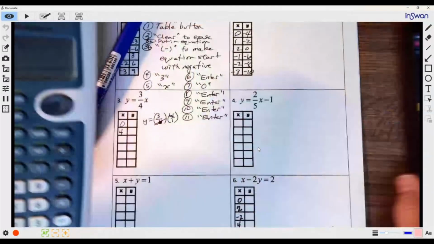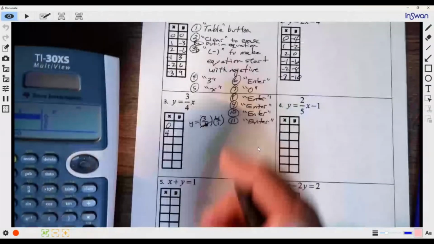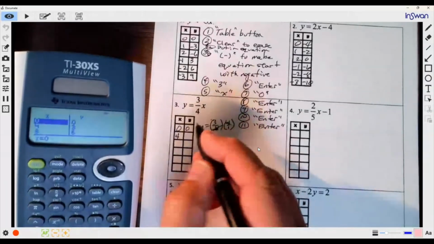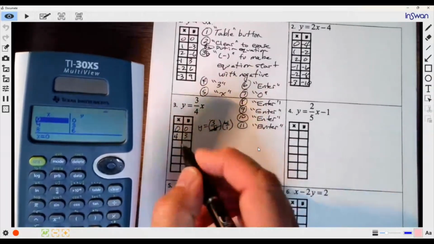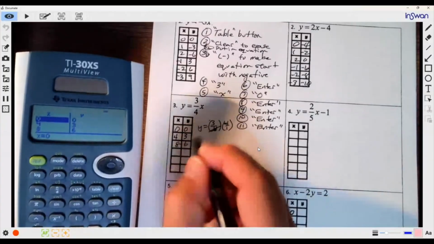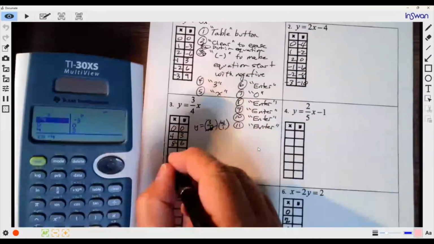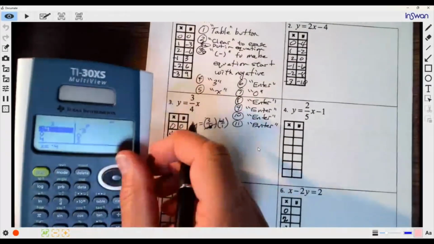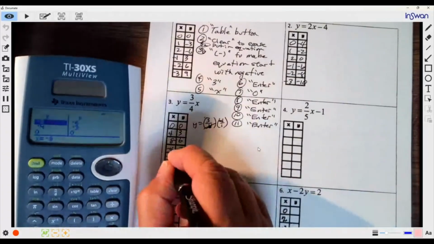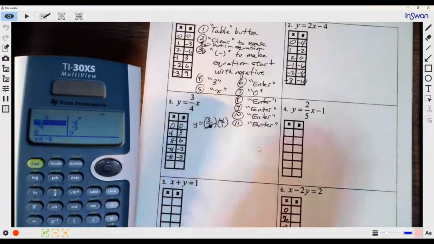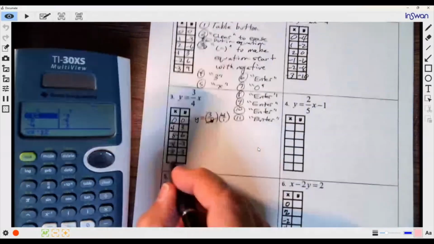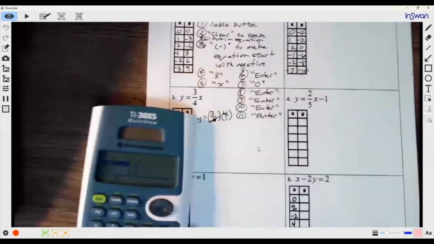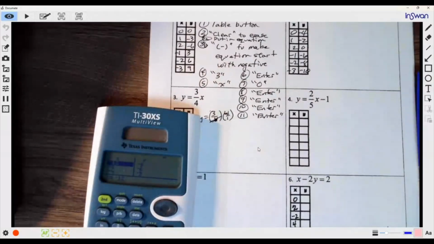And there is all of my work done right there for me. So I have 0, 0. I have 4, 3, 8, 6. Go get some negatives. -4, -3. Go back up again. -8, -6. And then I'll do -12, -9.